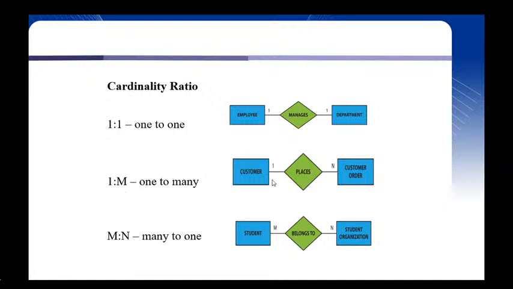And then the next one is one-to-many. For our example here, we have customer places customer order. So a customer can place many orders and one customer order is placed by one customer. That's why we have one-to-many in general. And then we have the many to many. Student belongs to student organization. So a student can have many student organizations, and one student organization can have many students in it. So that's why it's many to many.